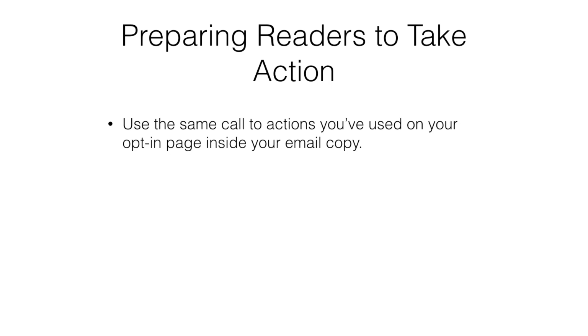The first thing is you've got to use the same calls to action you've used on your opt-in page inside your email copy. For example, if your landing page says click here to get us started, you want to use the same exact call to action inside your email. Inside your email, it says, hey, click here to get us started. This way there's going to be a flow between your email and your landing page, so people are going to convert better.